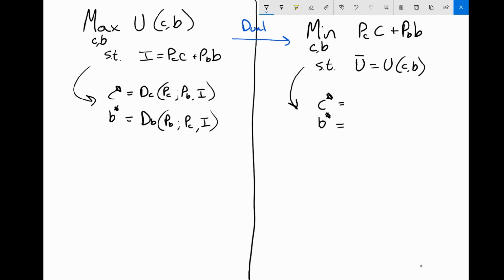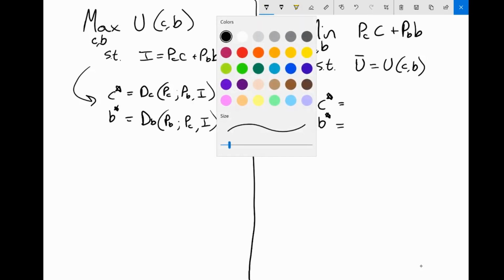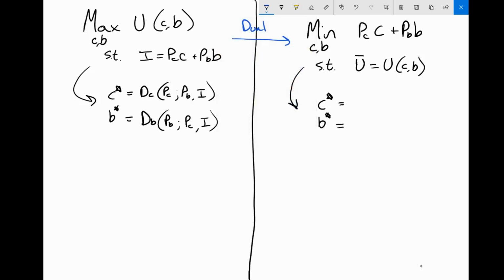Now in this lecture, we are going to relate these two in a more meaningful way. What we're going to realize is that the solutions to the utility maximization problem are demand functions, and the solutions to the expenditure minimization are also demand functions, but they're two different kinds of demand functions. Let me define these two.